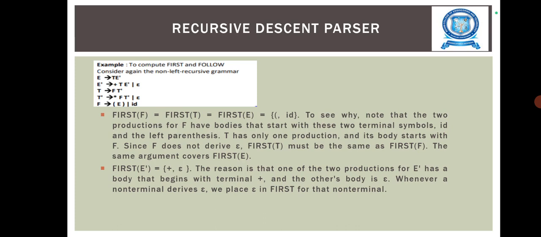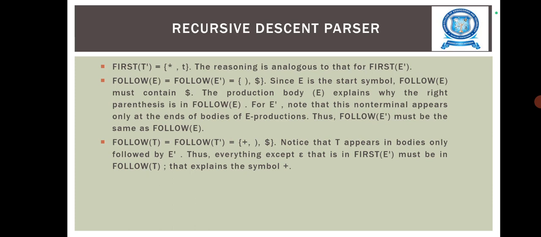First of E dash equal to plus comma epsilon. The reason is that one of the two productions for E dash has a body that begins with the terminal plus and the other body is epsilon. Whenever a non-terminal derives epsilon, we place epsilon in first for that non-terminal. First of T dash equal to asterisk comma epsilon. The reason is analogous to that for first of E dash.